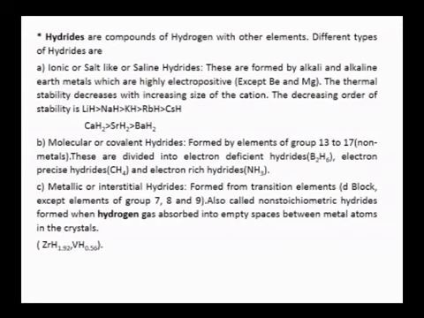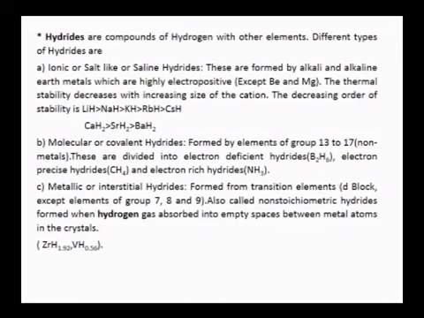Then we have molecular or covalent hydrides formed by the elements of group 13 to 17, which are normally called non-metals, and these are divided into electron deficient hydrides like BH3, AlH3, etc., electron precise hydrides like CH4, and electron rich hydrides like NH3, H2O, HF, etc. In the electron deficient hydrides, the molecule is formed with an inadequate number of electrons to write the conventional Lewis structure. If the electrons available are sufficient to write the conventional Lewis dot structure, the hydride will be electron precise, and in electron rich hydrides you will have the excess electrons in the form of lone pairs.